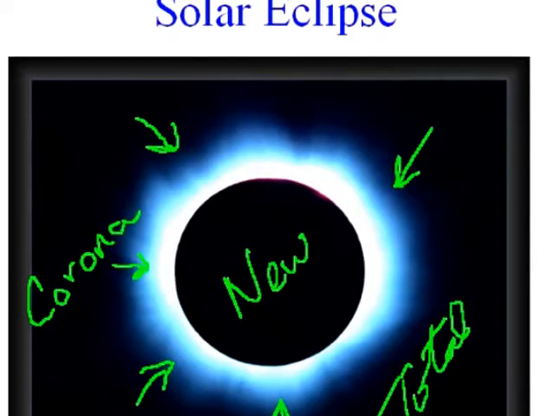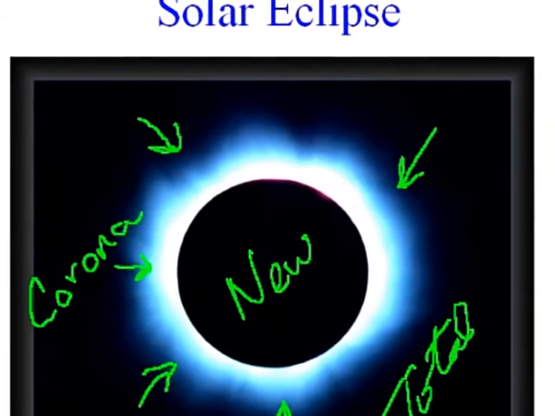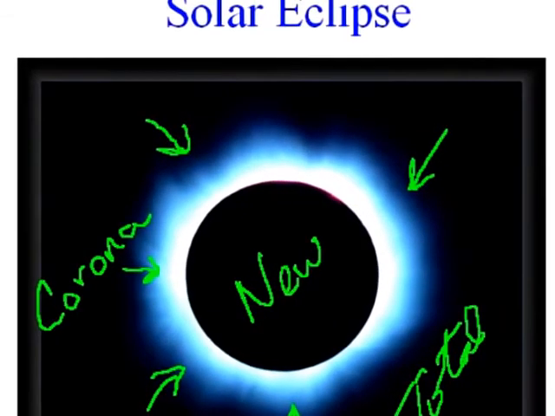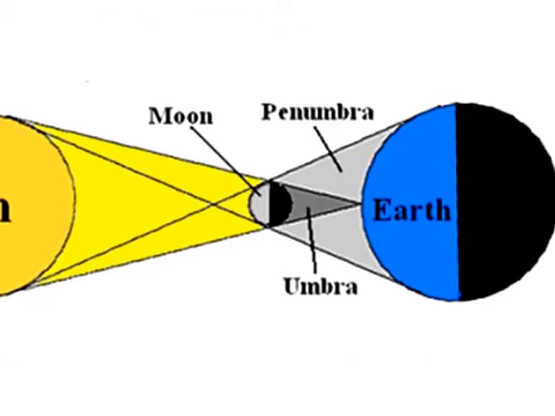You can see the Sun's corona for just a short period of time, and on some occasions you can see bright stars behind the Sun, and even planets during these eclipses. So this is a total solar eclipse. And this one occurs in this fashion.